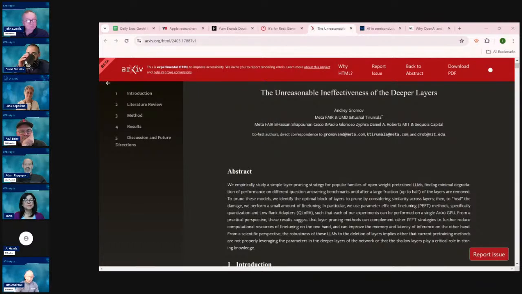The last sentence there pretty much highlights it. It says either we're not properly leveraging the parameters in the deeper layers of the network, or the shallow layers play a critical role in storing knowledge. But the truth is that we still don't understand how these things work. But they work. Probably the most fascinating outcome. They work. To me, that's the definition.